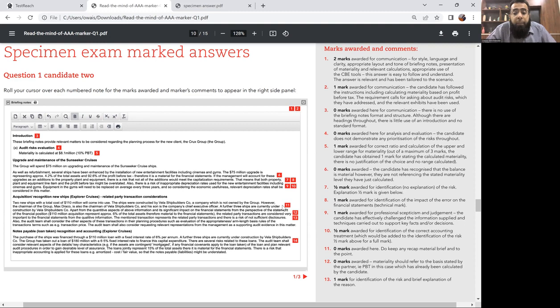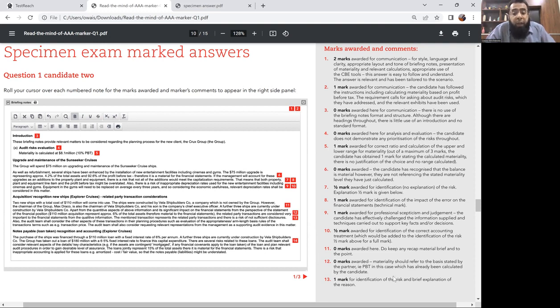Let's read the examiner comments. 0 marks awarded here. To keep any recap, material should be brief and to the point. He has not referred to the materiality which he himself calculated. 0 marks awarded: materiality should refer to the basis stated by the partner, that is PBT. He has calculated the materiality based on assets, at 6% of assets. So he is not following the guideline of the exam.